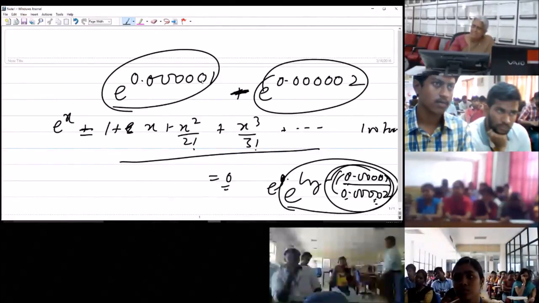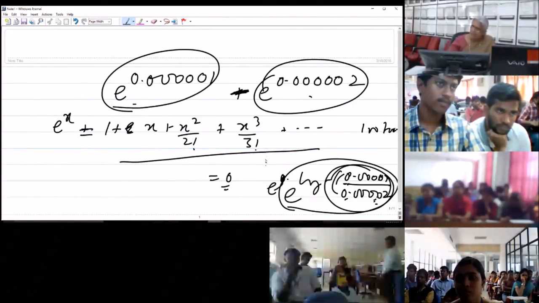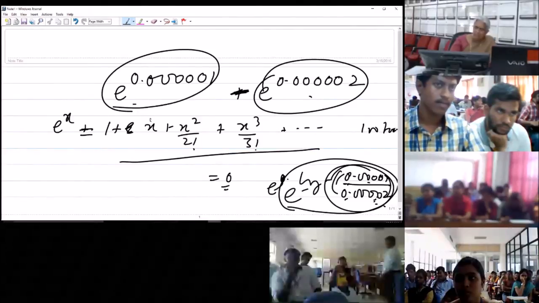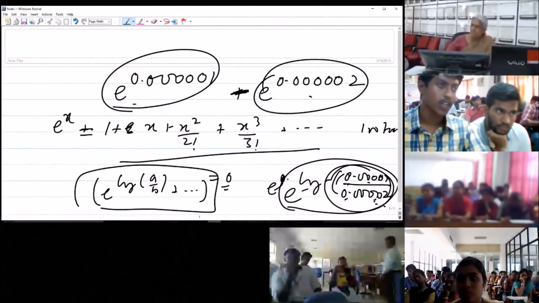I don't remember the details of the algorithm. There are algorithms for all of this. Notice that we're taking e to the power of this plus e to the power of this. But what am I doing here? I'm taking e to the power of log of something, some difference. There is a formula which will tell you e to the power of log of a by b plus something. Don't remember the formula. You can get this on the web. There are algorithms for all of this.